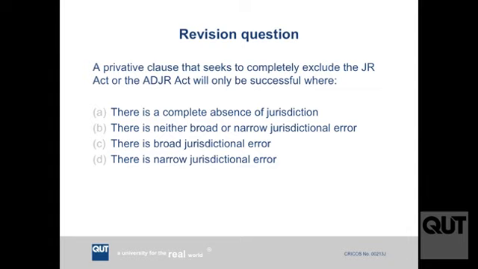The answer is B. A is incorrect. This is one example of narrow jurisdictional error, which means the privative clause won't be effective. B is correct. A narrow or broad jurisdictional error will invalidate a decision even if there is a privative clause. If there is no broad or narrow jurisdictional error, the privative clause can be effective. C and D are incorrect, as if there is either broad or narrow jurisdictional error, a privative clause will not be effective in precluding judicial review.